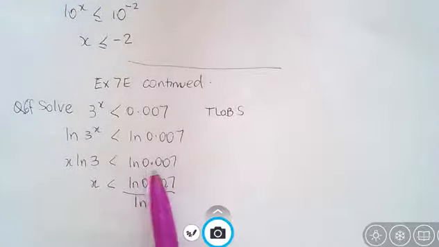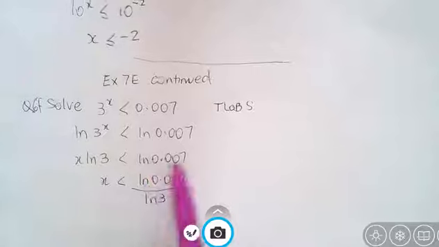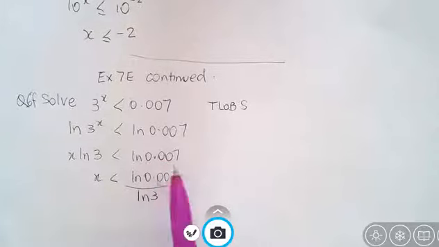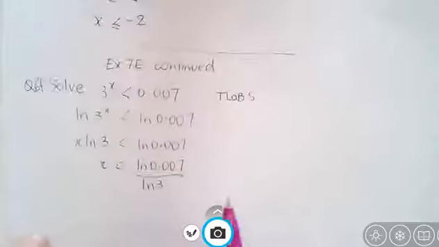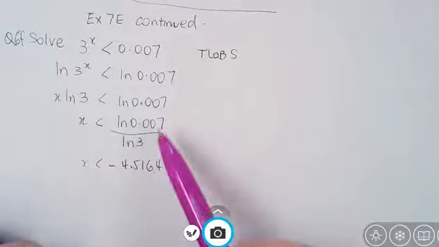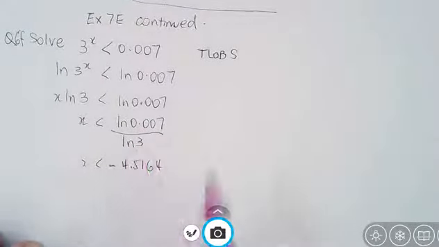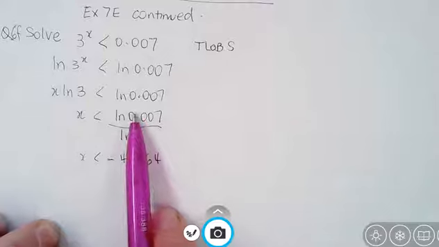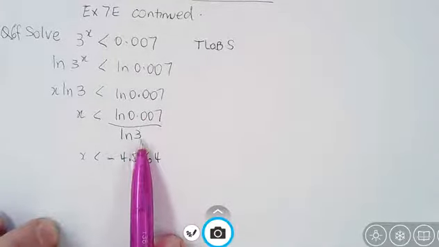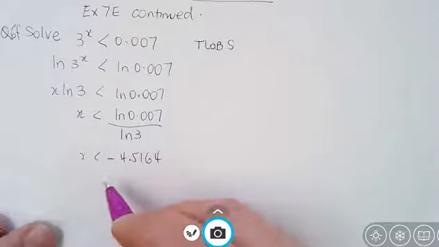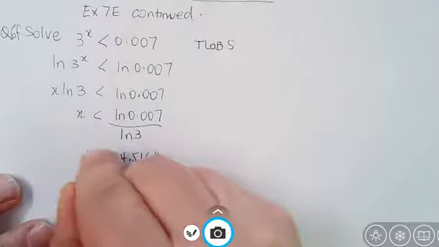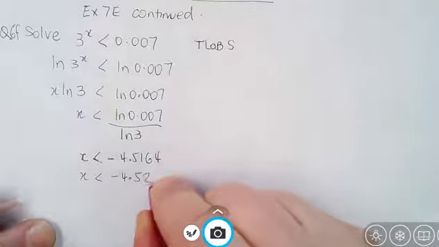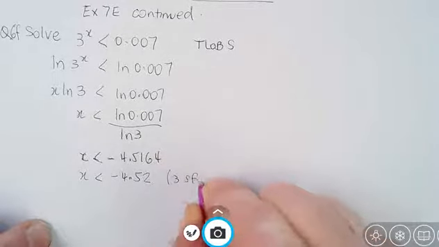However, if we were dividing by ln of 0.007, ln of a number between 0 and 1 is negative. You would have to change the inequality sign around, but we're not dividing by a negative quantity. We're dividing by a positive number. So x is less than the log of 0.007 over ln3. Remember, this numerator will be negative because it's the log of a number between 0 and 1 divided by log 3, which is positive. So we're getting a negative answer. So that is the solution to our inequality, and they want it to 3 significant figures, so it would be negative 4.52.